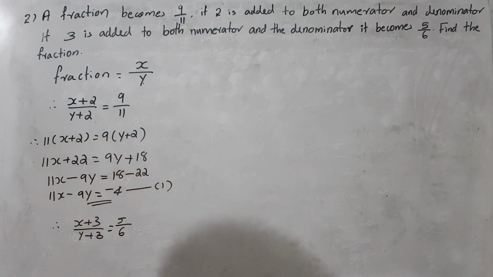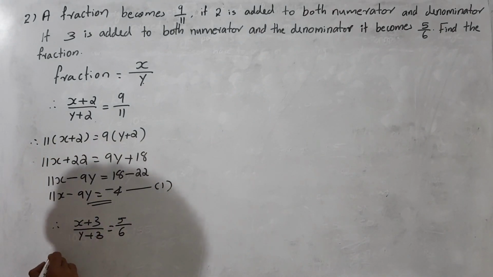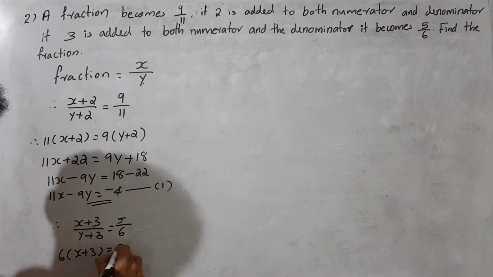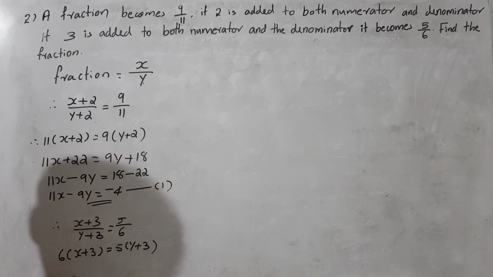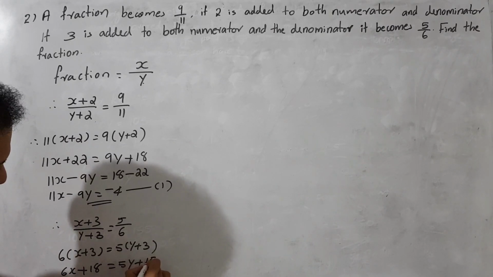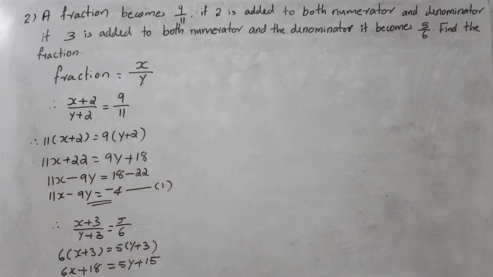Okay, then what is next? Next again cross multiplication. Therefore 6 into (x plus 3) is equal to 5 into (y plus 3). Okay, then expand the bracket. 6x plus 18 is equal to 5y plus 15. Correct? 5y plus 15. Then what is next?